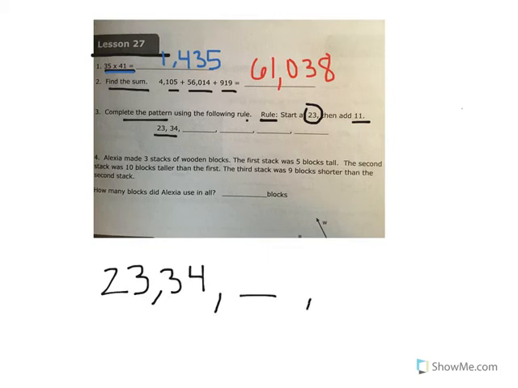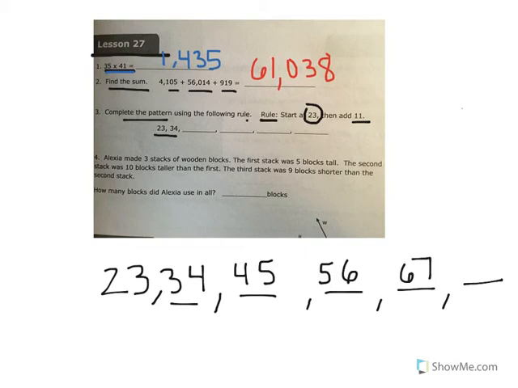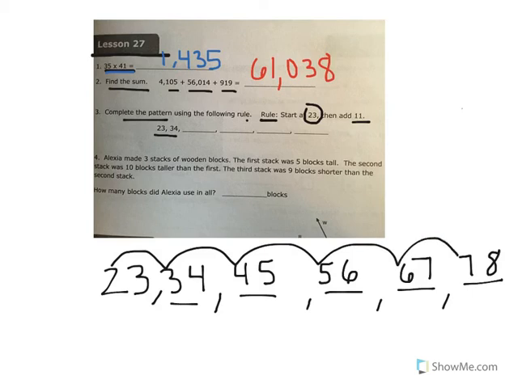And they want us to do 4 more. So after 34, we're going to add 11. That would be 45. Plus 11 would be 56. Plus 11 is going to be 67. And plus 11 more is going to be 78. I also notice a pattern here. The tens place goes up by 1 every time, and then the ones place goes up by 1 every time. Kind of a cool pattern within the pattern itself and using the rule.